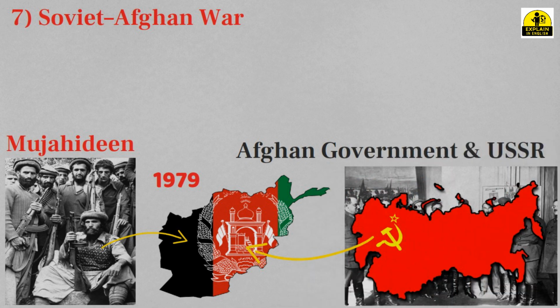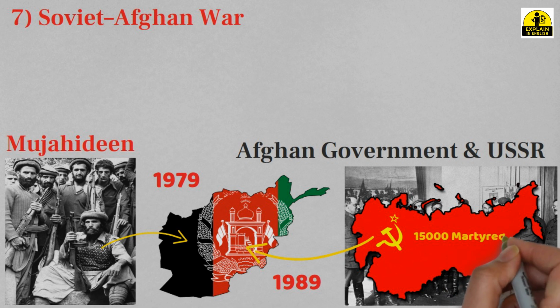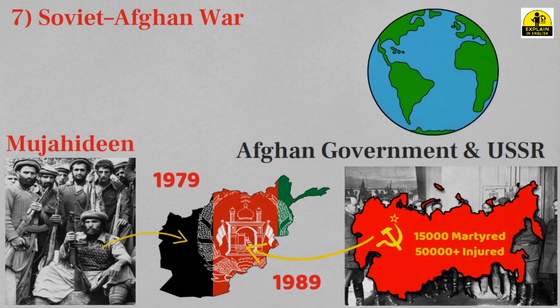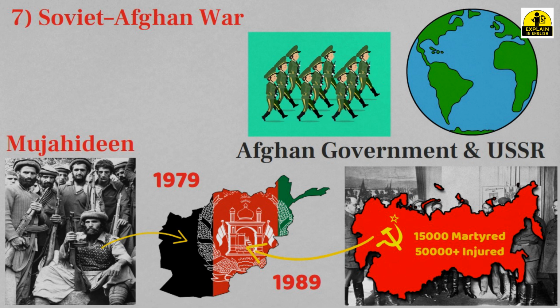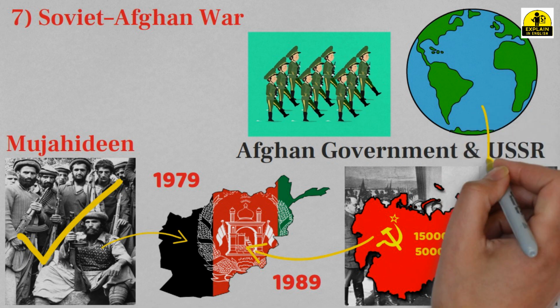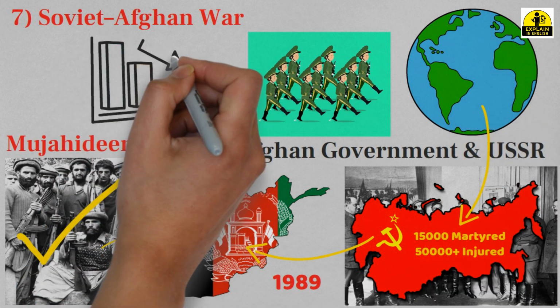This war continued for 10 years and ended in 1989, but in this war, about 15,000 soldiers of the USSR were martyred and more than 50,000 were injured. This is why the image of the USSR got damaged in front of the world. Considering it was the biggest country in the world, it had the biggest army, yet even a small group like Mujahideen could not be defeated. This greatly tarnished the image of the USSR, so much so that it affected its economy as well.